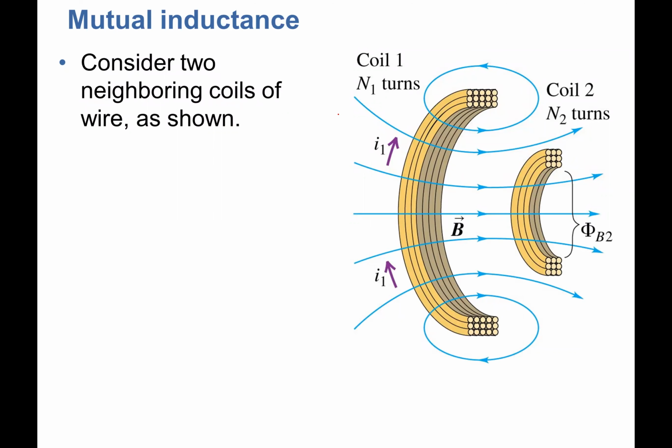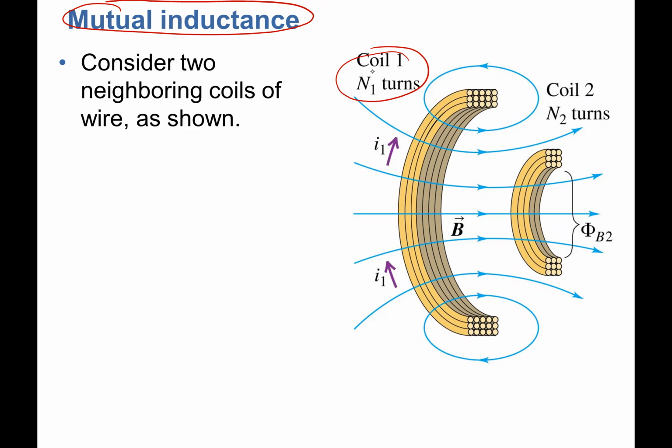Mutual inductance means that you have two coils: one was the car, the other one was the coil buried underneath. They have to work together in order for the system to work. That means you need two neighboring coils of wire. So you take two general wires. Let's say here's coil 1, and coil 1 has N1 turns.